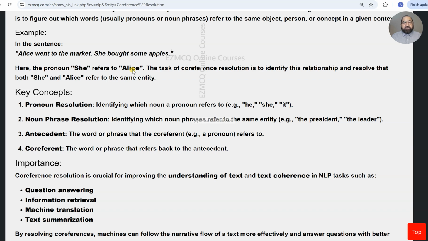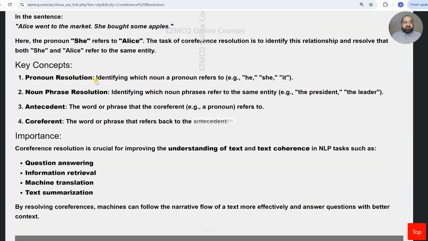And of course, there are many types of these co-reference resolutions. We'll discuss all of them. The key concepts are pronoun resolution, identifying a noun for a pronoun. For example, what is meant by he, she, and it. Noun phrase resolution, for example, which noun phrases refer to the same entity? The president, the leader is the president, and also the person, which is Barack Obama.